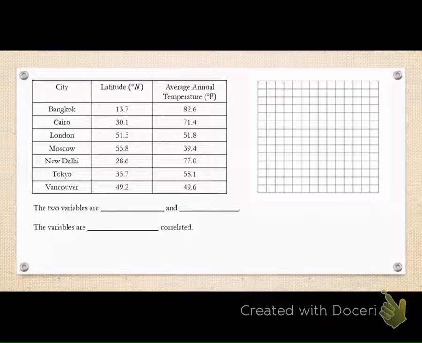Okay, so it says city, latitude, and average temperature. The two variables are what? What are our two variables? Because this table has three things in it. So what are my two variables, Jenny? Latitude and average ambient temperature. Good. And we're going to determine how they're correlated.